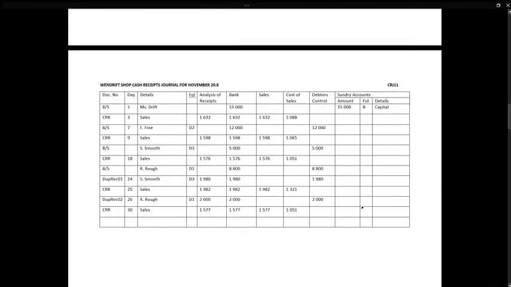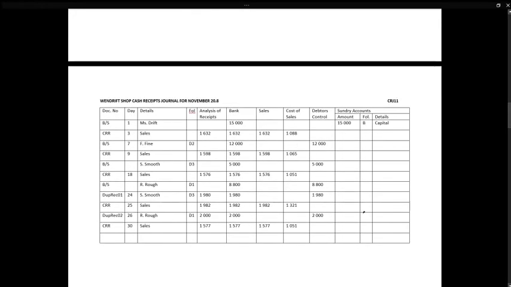The only thing remaining with the journals is to total. Let's quickly total. So, first off, we will not total the analysis of receipts column, and the main reason is because this is not a business account. It's just a column where we analyze transactions.